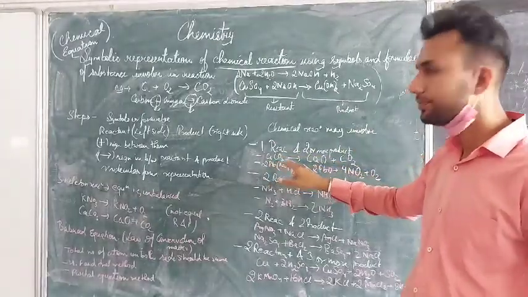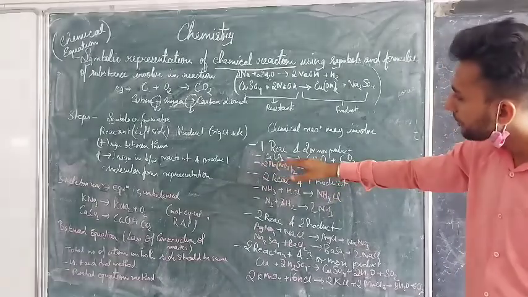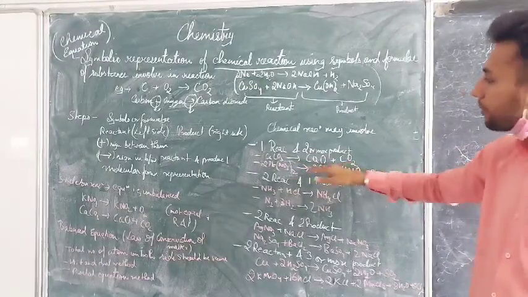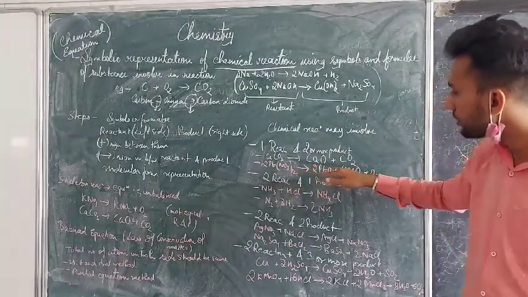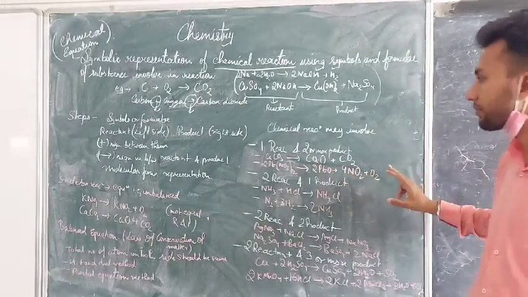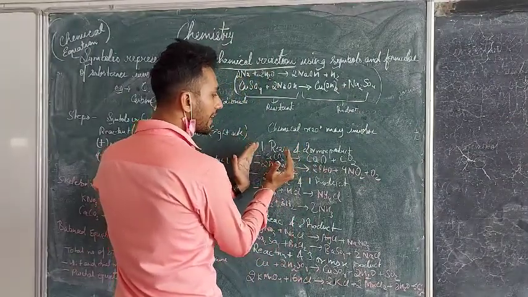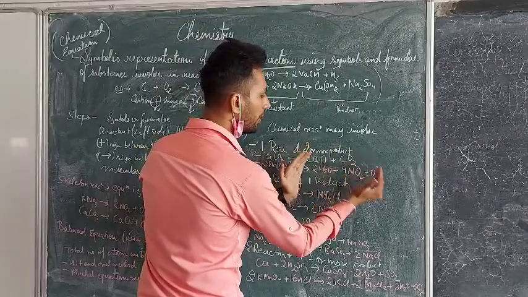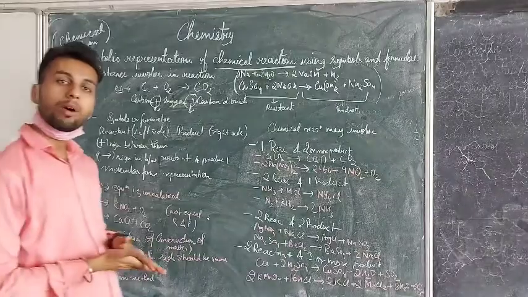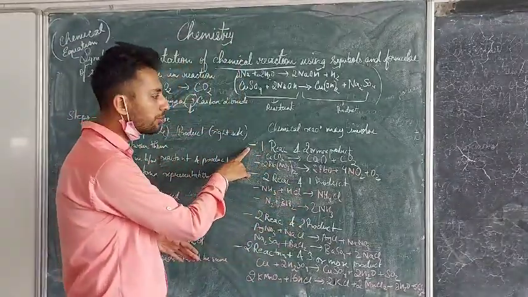In one reactant, like we had used the example calcium carbonate, calcium oxide and CO2 are formed. Lead nitrate is used, then lead oxide is formed, nitrogen oxide is formed, and oxygen is formed. So what is here? Here is one reactant. It is an example of one reactant reacting to form two or more products. It is an example of one reactant that will form two or more products.